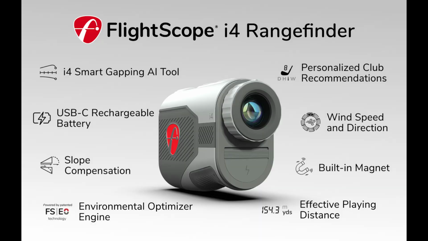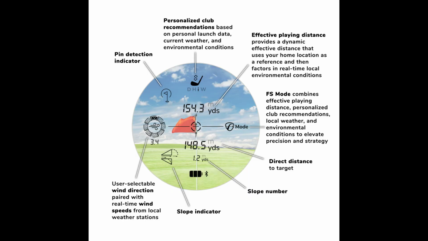If you're hitting the vast majority of your shots out on the practice range with one club, it's not really going to transfer over. But what we have come out with last year is the Flightscope i4 rangefinder. This is a very unique product in and of itself, in that it will give you direct distance and slope. But what this does is it connects to our FS Golf app via Bluetooth, and this will give you a club recommendation based on your ball data out on the course.